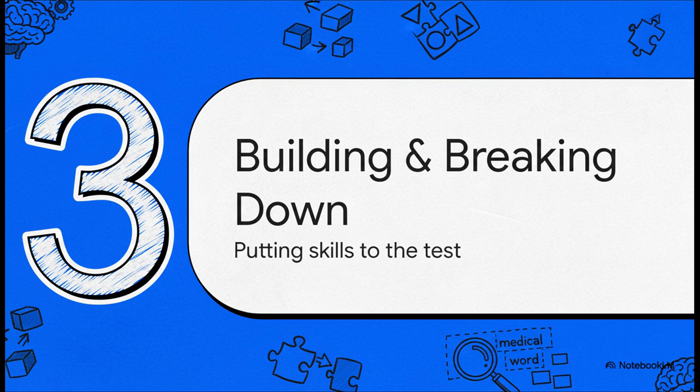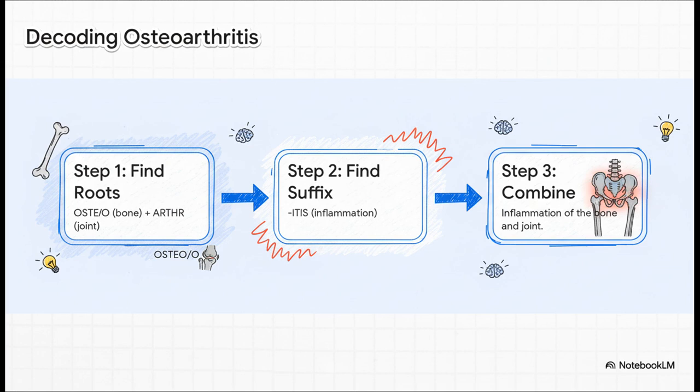You've got your code book, you've got the keys. Now it's time to put your new skills to the test. Let's see how easy it is to break down some of these monster words. Okay, here's a big one. Osteoarthritis. Whoa, right? But don't panic. Let's use the system. First, what are the roots? We've got osteo, that's bone, and arth, that's joint.